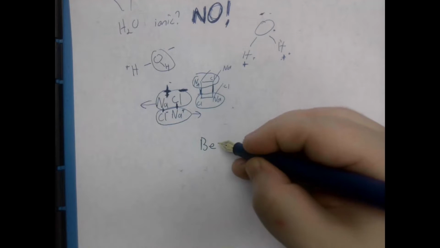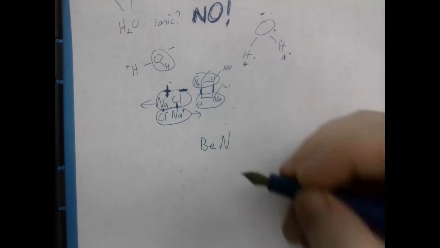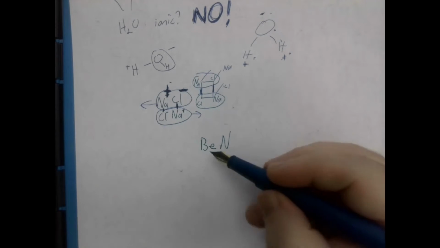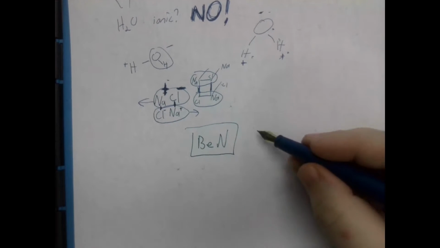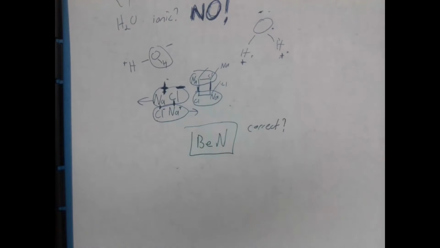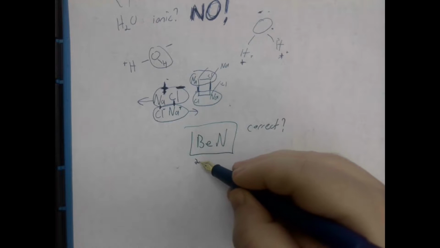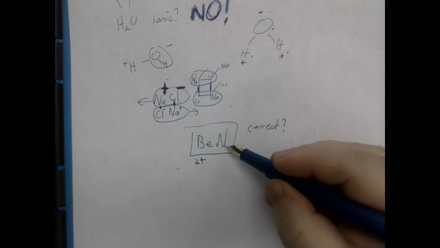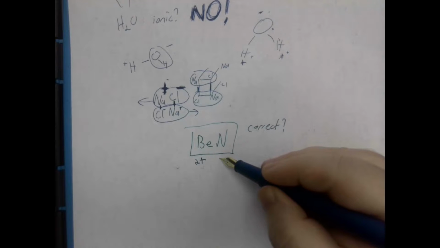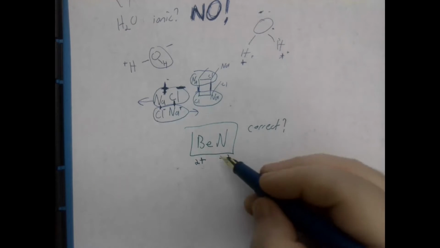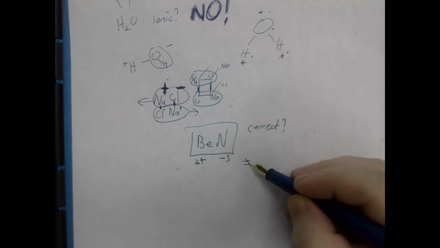So let's assume that this is an ionic compound. Is this a true formula? Is this a correct formula? Could this possibly exist? No, the charge on the beryllium ion is +2. The charge on the nitrogen would be -3. So when we add these together, it's not equal to 0.